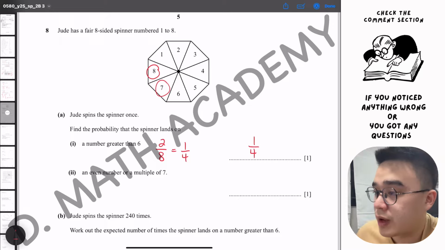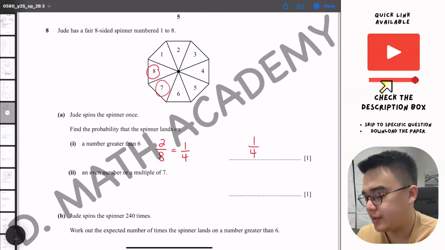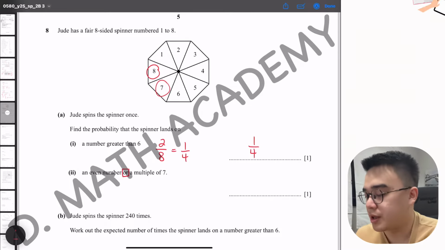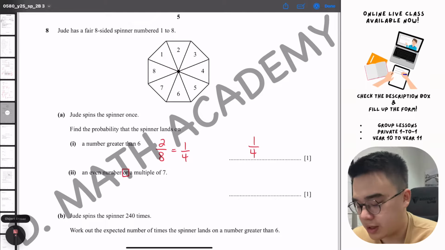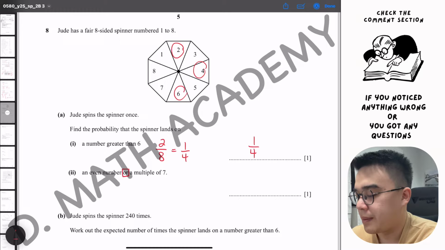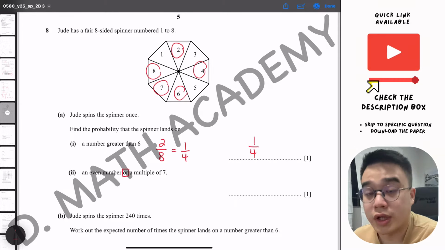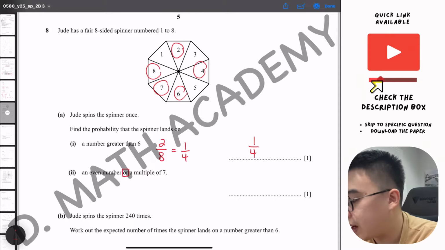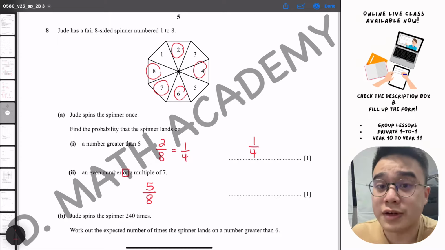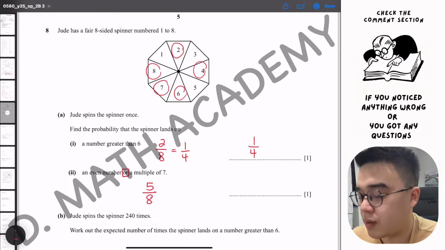For the second part, where it's an even number or a multiple of 7. The term or here means that they look at them as the same. So I'm gonna circle again. Even numbers, we have 2, 4, 6, 8. Multiple of 7, we only have 7 here. So in total, I've circled about 5 times. 5 over 8 is your final answer. Okay, so this one is for question A, 1 and 2.